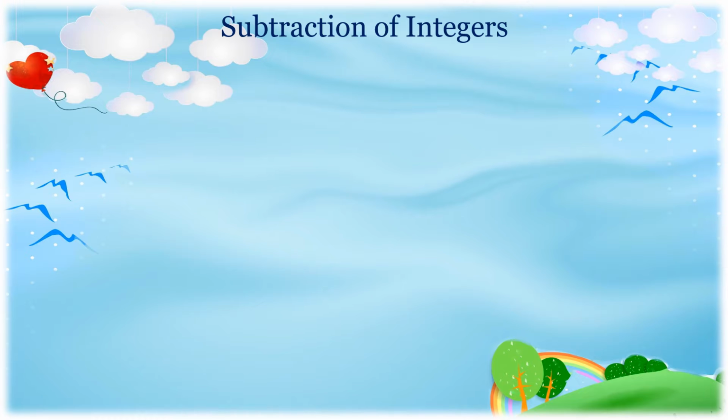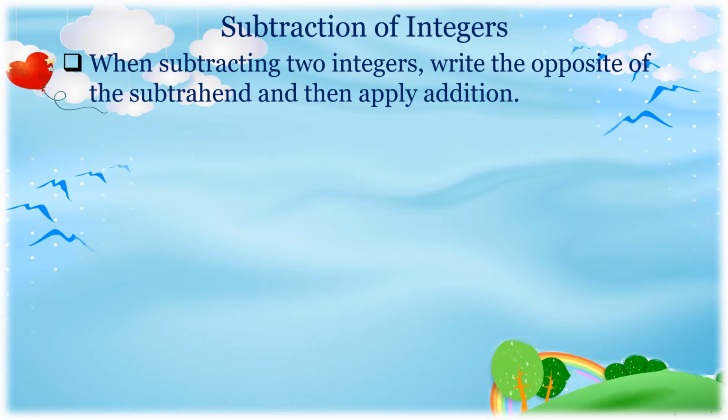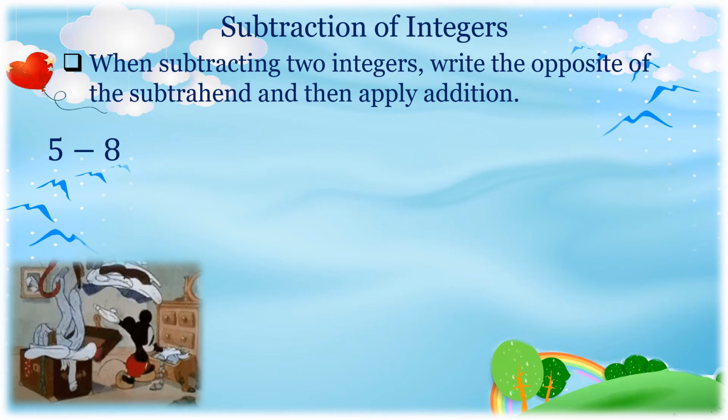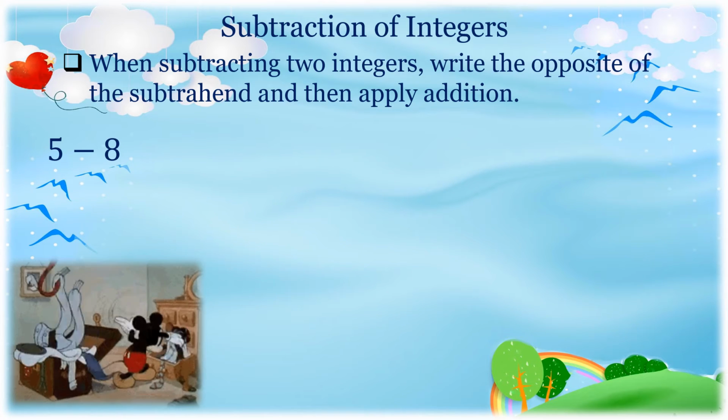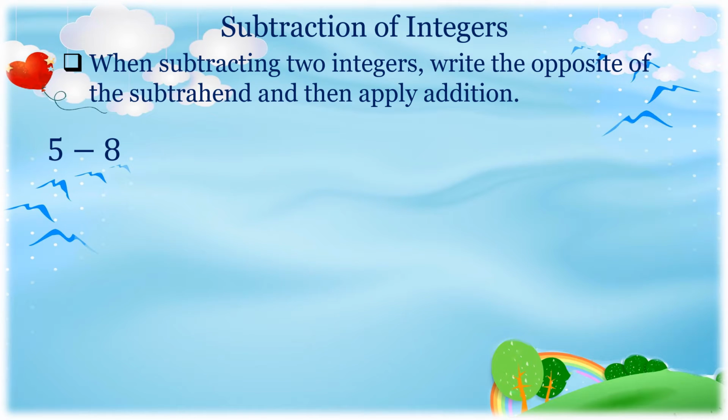Now let us have subtraction of integers. There is only one rule to be followed. Let us read together. When subtracting two integers, write the opposite of the subtrahend and then apply addition. Supposing we have this example, 5 minus 8. 8 is the subtrahend. So first we are going to copy 5 and then write the opposite of the subtrahend.